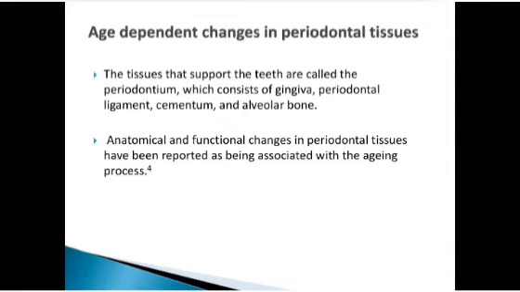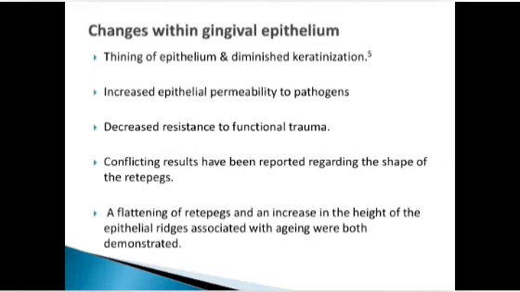Now, age-dependent changes in periodontal tissue. The tissues that support the teeth are called the periodontium, which consists of gingiva, periodontal ligament, cementum, and alveolar bone. Anatomical and functional changes in periodontal tissue have been reported as being associated with the aging process.